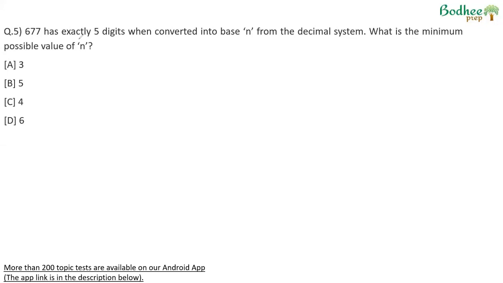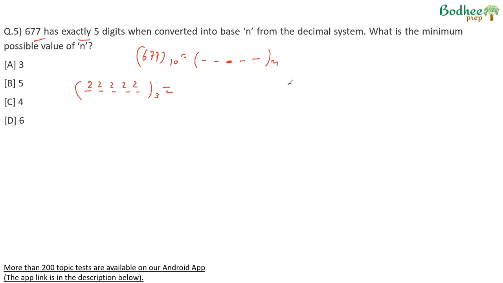677 is exactly 5 digits when converted into base n. So 677 is a decimal number. We are converting into base n, which has exactly 5 digits, 1, 2, 3, 4, 5. From the decimal, what is the minimum possible value of n? Now, if you look at the options, they are 3, 4, 5, 6. So let us look at the maximum 5-digit number in base 3. This will be 2, 2, 2, 2, 2.